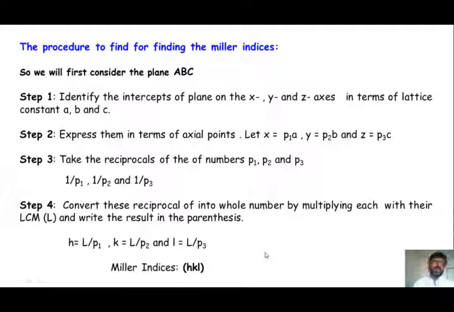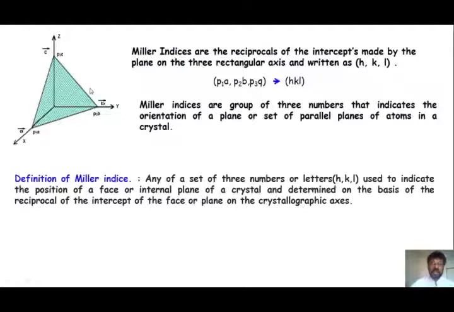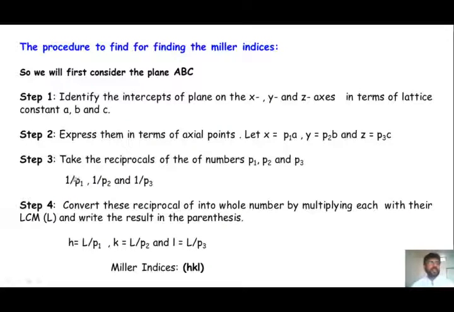Now here is the procedure, how to find the Miller indices. Now we are going to see the procedure for finding the Miller indices. First, if we take such a plane, say ABC, the first step is to identify the intercepts of the plane on the x, y and z axes in terms of the lattice constants a, b and c.